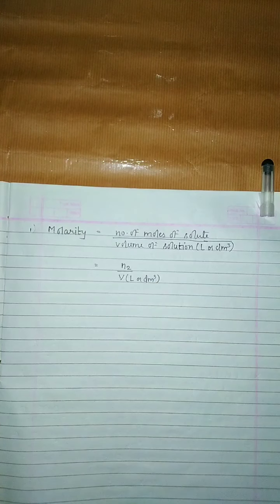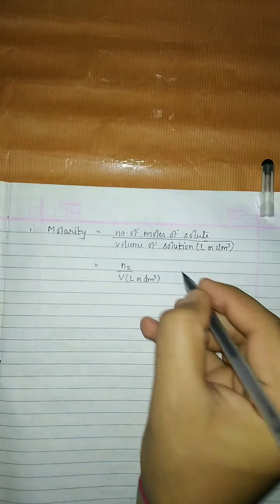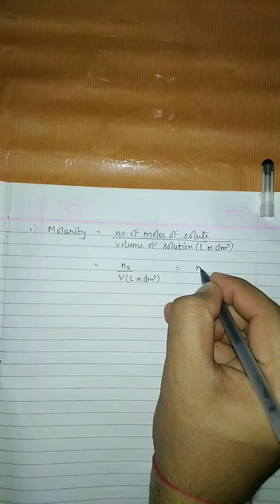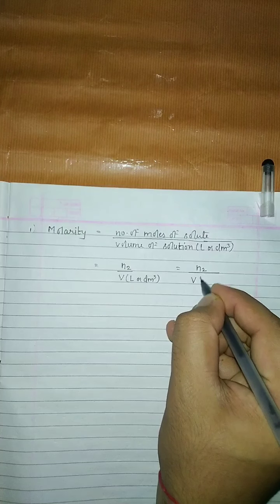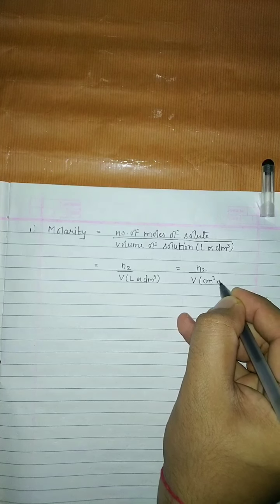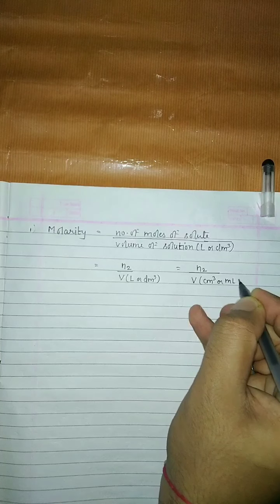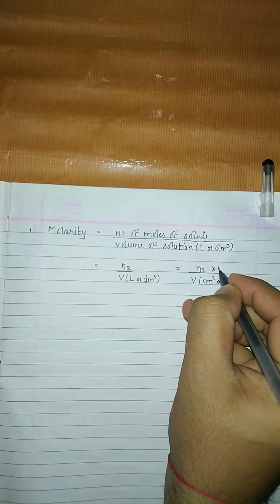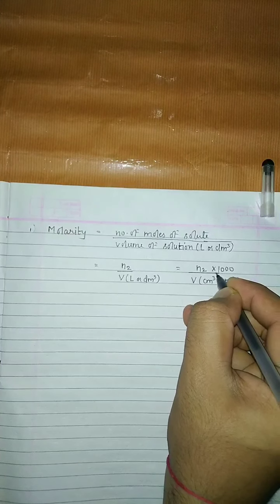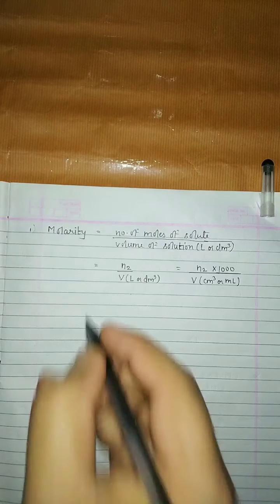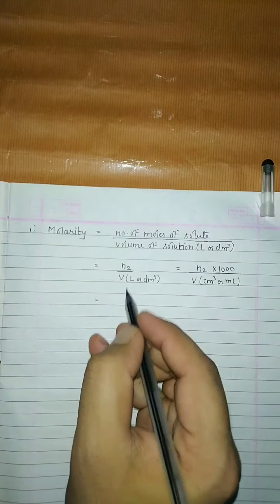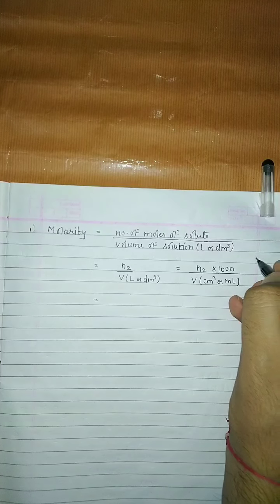Now what if the volume is in centimeter cube? Then this formula can be written as N2, number of moles of solute upon volume in centimeter cube or ml. Then in the numerator you have to multiply by 1000. So the formula will become N2, that is number of moles, into 1000 upon volume in centimeter cube or in milliliters.